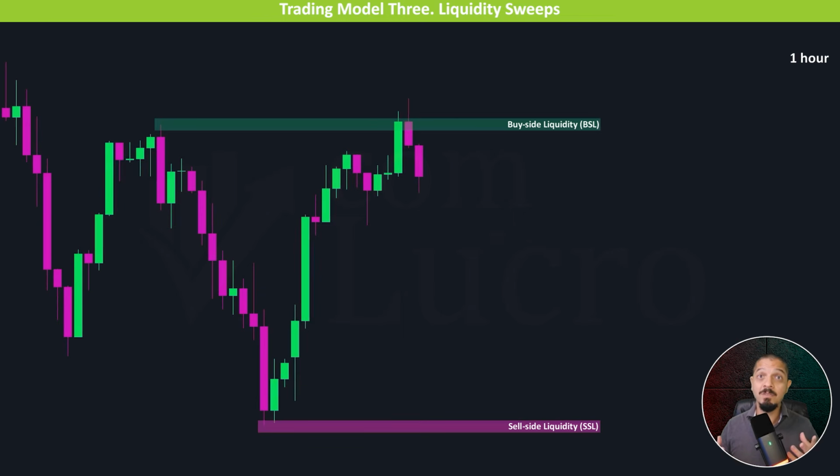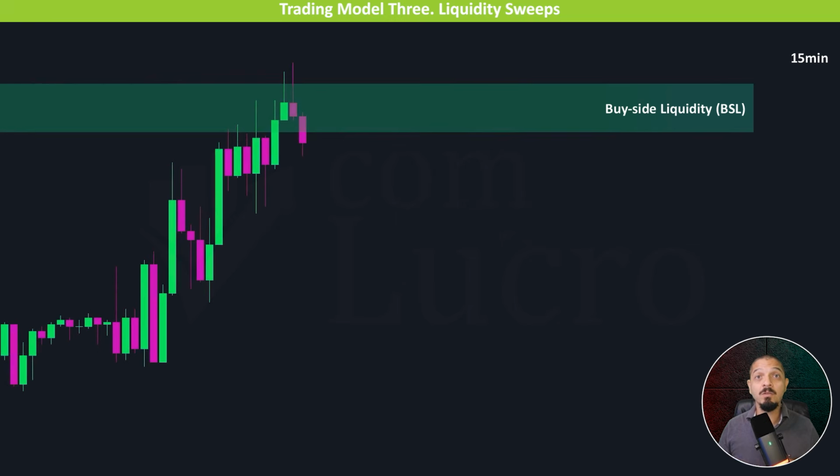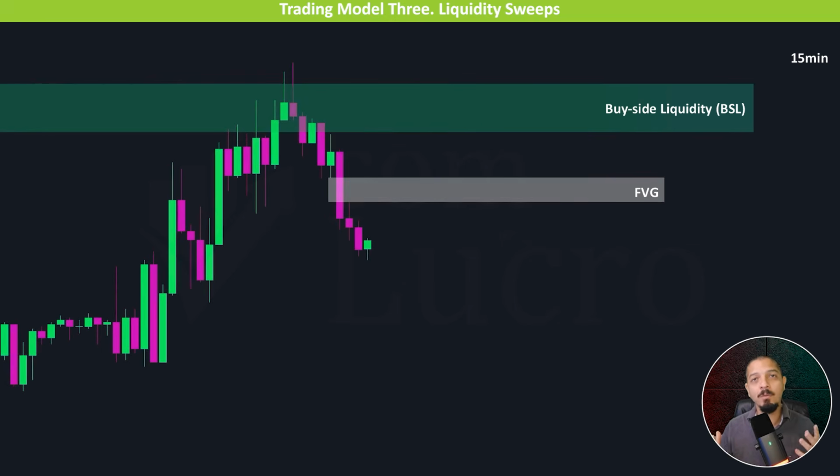This behavior represents a liquidity sweep or false breakout, where smart money has already collected orders and is likely positioning for a move in the opposite direction. From there, drop down to the lower time frame and identify fair value gaps that formed immediately after the sweep. These gaps highlight price imbalance and can be used as potential entry zones.